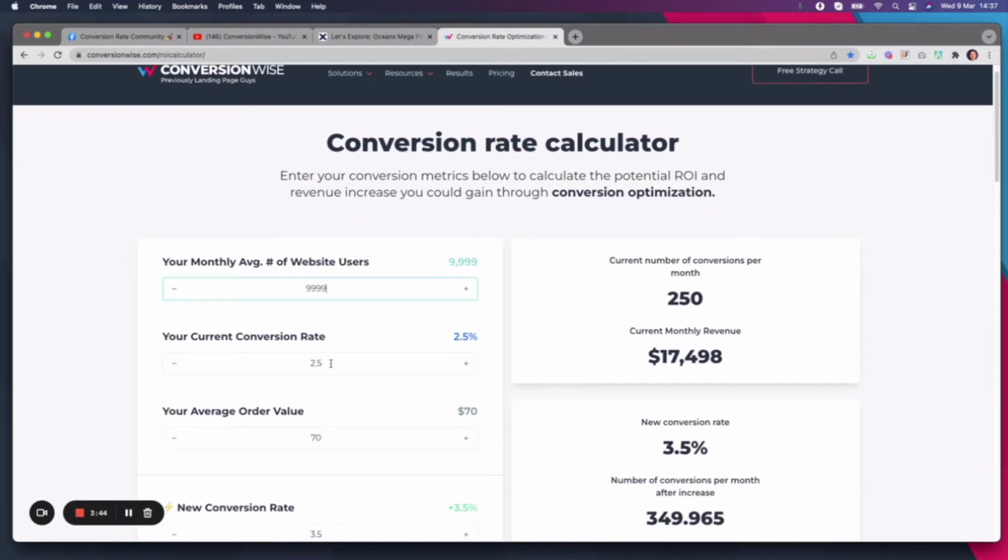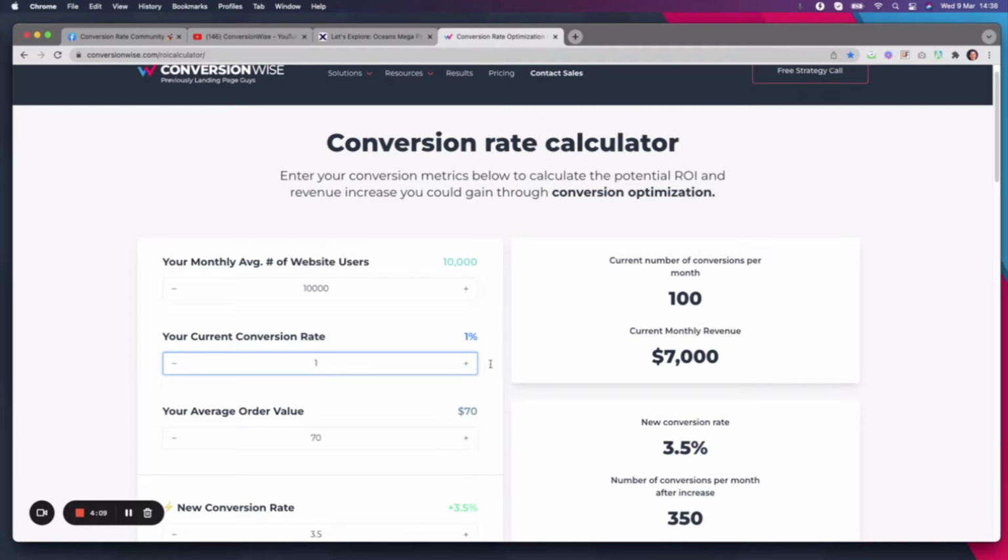Now, if the conversion rate, whoops, my calculator just went a bit funny, apologies. Let's go back to 10,000 visitors, and let's say the conversion rate was 1%. Now, this is very, very typical of a lot of stores that we see coming through to us, anywhere around the 2% mark before optimizing.